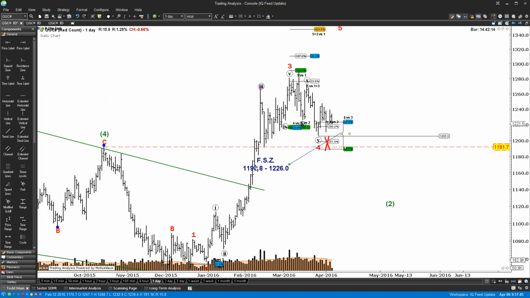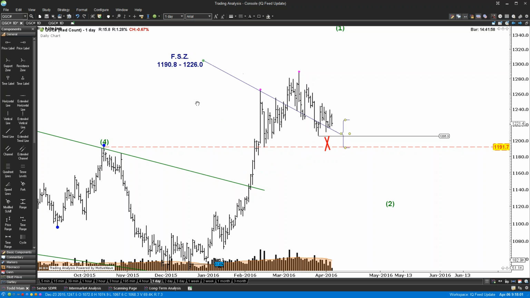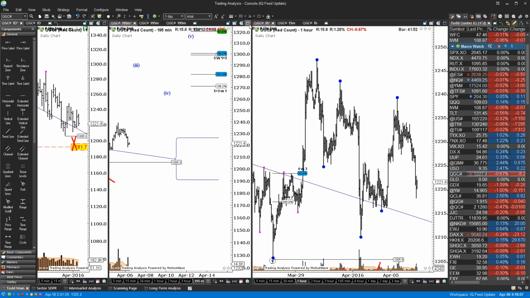Okay, so we have identified 1226 to 1190 support in gold. And even if you want to keep it simple and get the Elliott wave and fib out of there, just look, old resistance that's broken will turn to active support. So in this zone, we are continuing to be pretty bullish on gold. FSZ stands for fib support zone, 1190 to 1226. So let's go back down to the 195-minute chart.